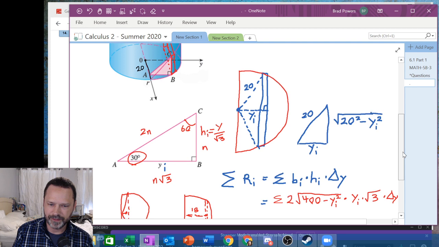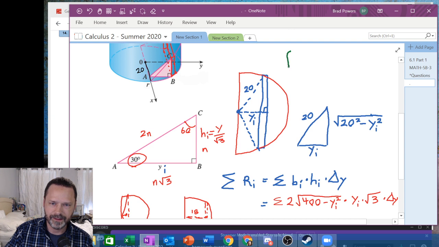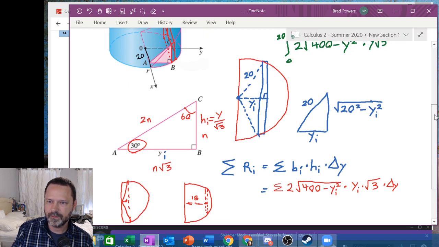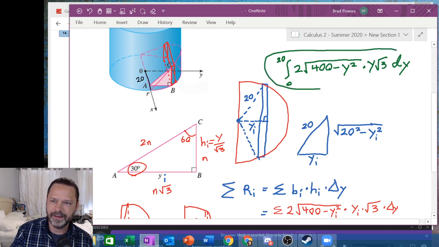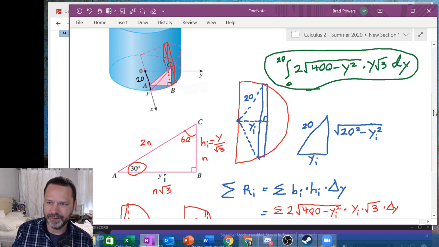So I can take what I wrote down here in red and make the integral that will surely give me the right solution. Integral from 0 to 20 of 2 root 400 minus y squared times y root 3, y root 3 dy. And that surely does work. That is not too bad.